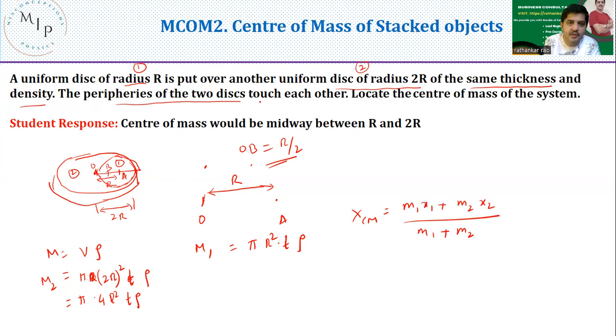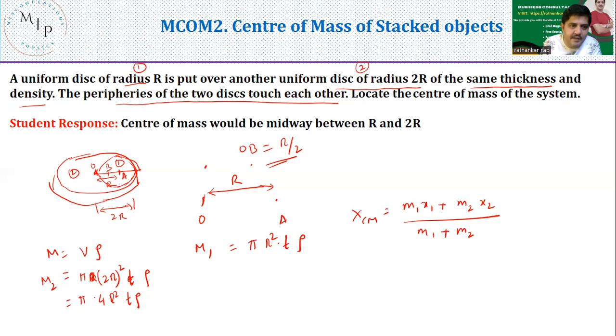Two peripheries of the two disks touch here, which means what? The center of mass of this big disk and the center of mass of the smaller disk both are in the same line. So therefore, you need not look at y-axis, right? You can only look at x-axis. This will not have any y-coordinate, and this will also not have any y-coordinate. What's the y-coordinate for this one? 0, right? What's the y-coordinate? 0 only, because they are on the same straight line, correct?